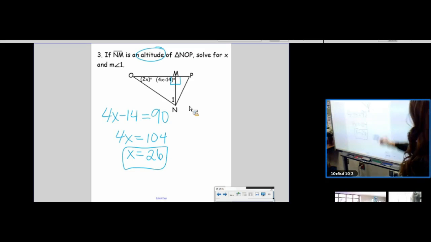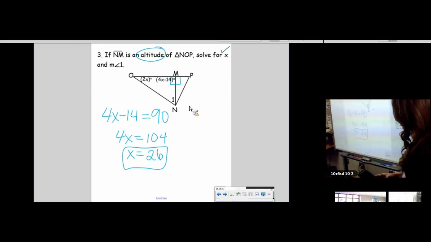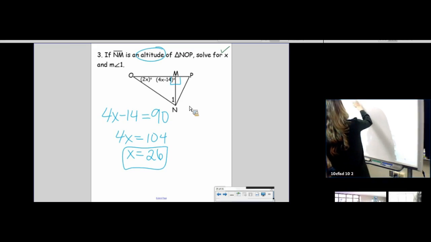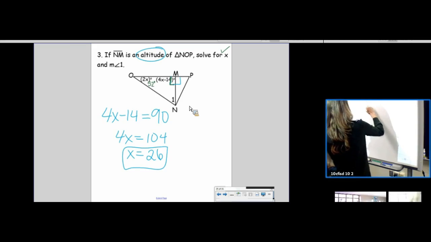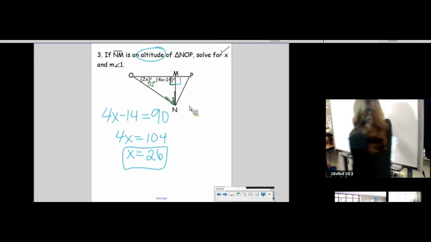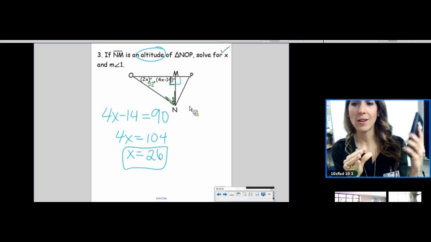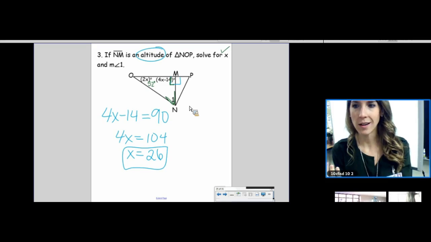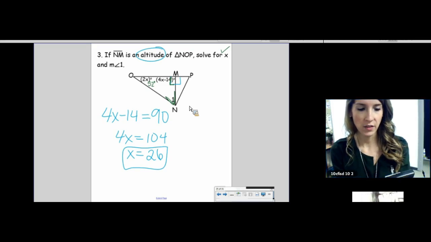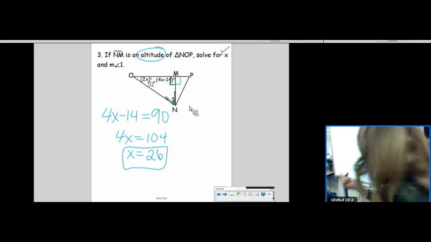Now that we found x, we did this part, check. Now I need to find the measure of angle 1. So we're going to take that 26 and plug it in. 2 times 26, so this angle is 52. This angle is 90, so now we can find this one. When you have a right triangle, the two acute angles always add up to 90. It's just a shortcut. We can just do 90 minus 52, and the missing angle is 38.